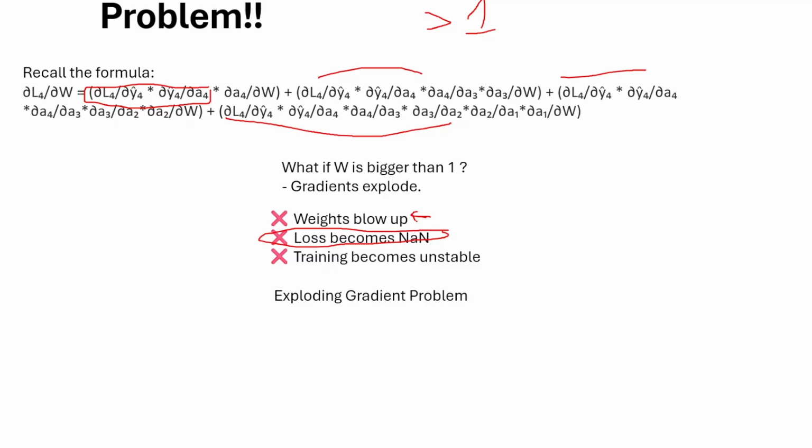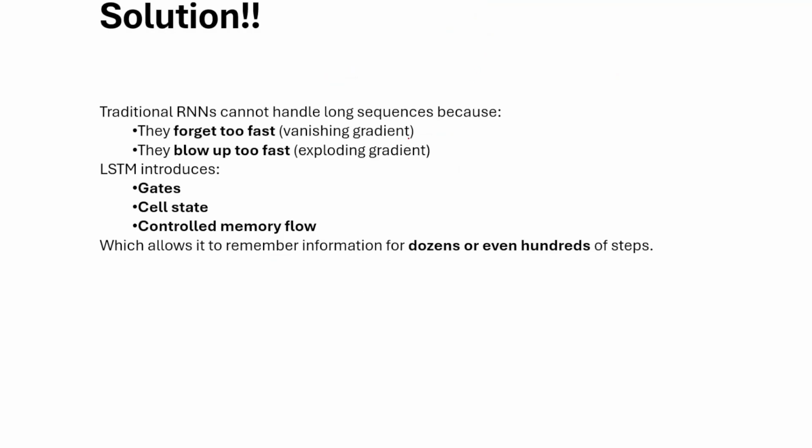So what's the solution? If it's bigger than 1, we get a big problem, and if it's less than 1, we get also a big problem. The solution is using another improved form called the LSTM, or the long short-term memory, where we have a slightly improved architecture, where we will introduce gates, cell state, and controlled memory flow, which allows it to remember information for dozens or even hundreds of steps.